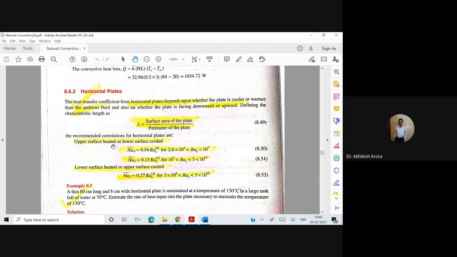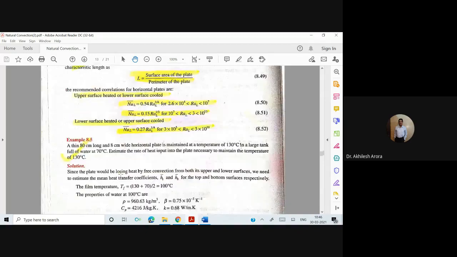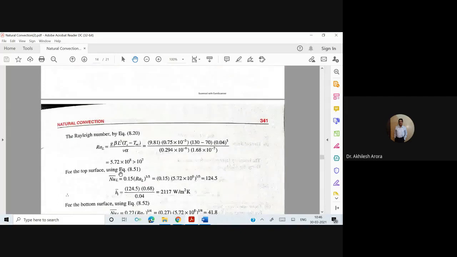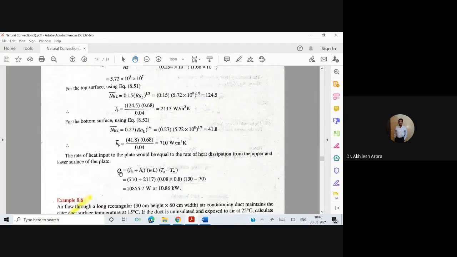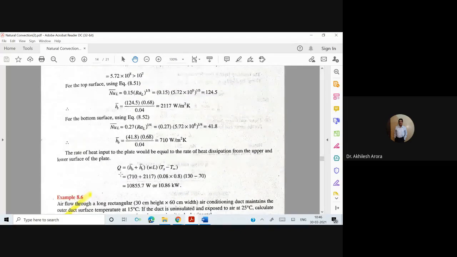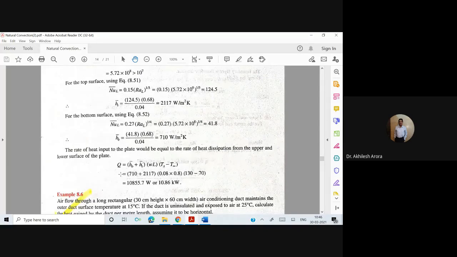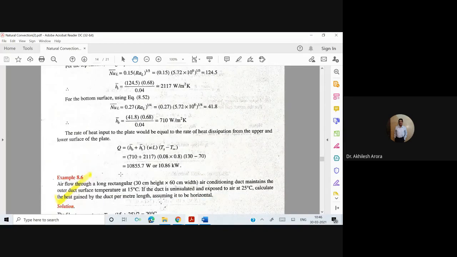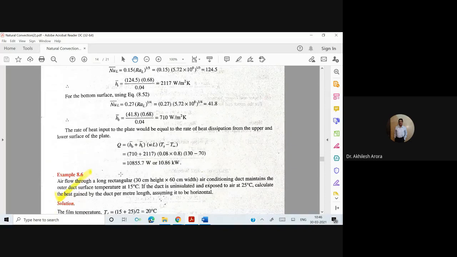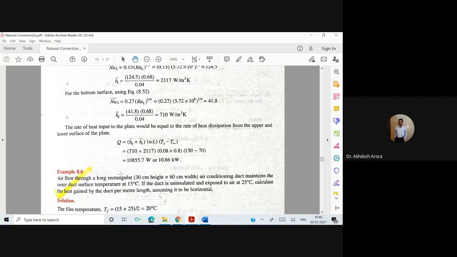If the upper surface is heated or the lower surface is cooled, then we will apply these two correlations given here. And if it is otherwise, you will be using this particular correlation. Once again, there are numerical problems here, so you can go through them. Quite simple. The only thing is you have to follow the particular empirical relation, and you must understand what type of situation is there.